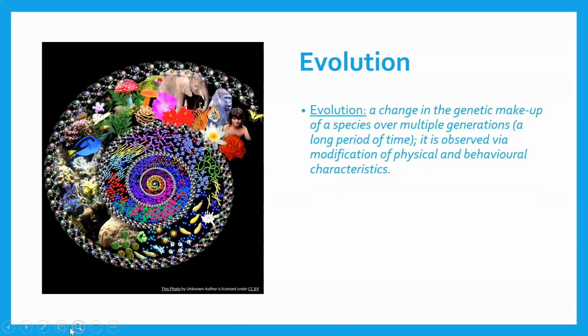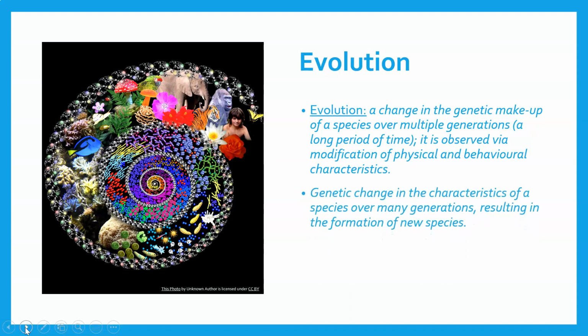Now, when we're looking at evolution itself, evolution is a change in the genetic makeup of a species over multiple generations. We're talking over a very, very long period of time. It is observed via a modification, a change of physical and behavioural characteristics. It is genetic change in the characteristics of a species over many generations, resulting in the formation of a new species.